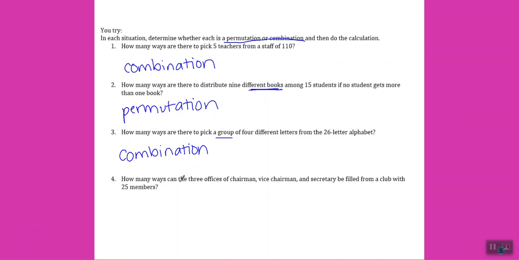How many ways can the 3 offices of chairman, vice chairman, and secretary be filled from a club of 25 members? Since we have these 3 different ranks, the order we choose them is going to matter because each time we choose it would be a different rank, so this is a permutation.